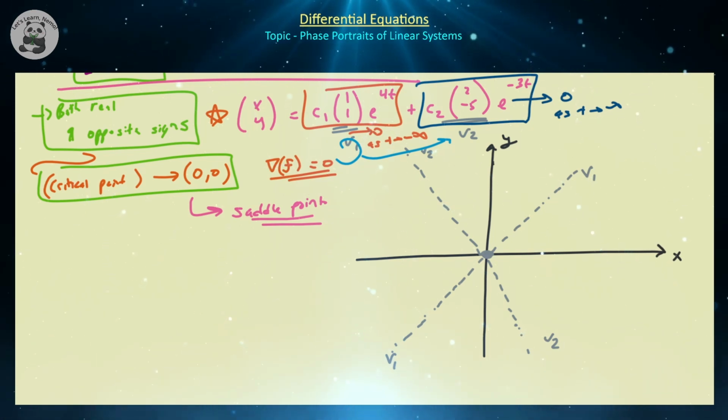So let's pick a couple points. We have 4 quadrants to sort of analyze, and also those axes of those eigenvectors.